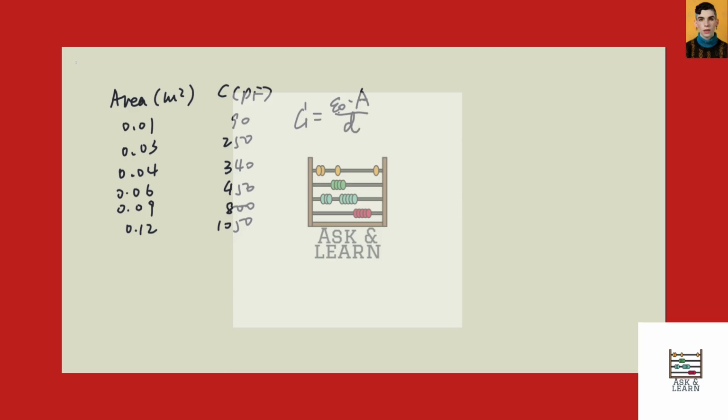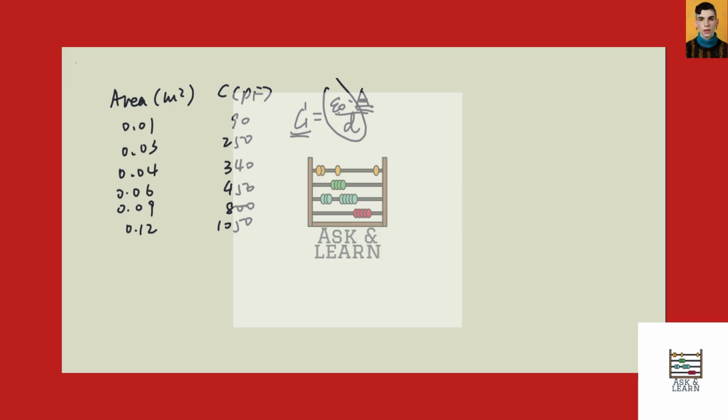Okay, so let's first start by writing this out: C equals epsilon naught times area over D. So we know what capacitance is, and we're looking for these two numbers. We can find this ratio of epsilon naught over D. Because we know epsilon naught, we can find D.